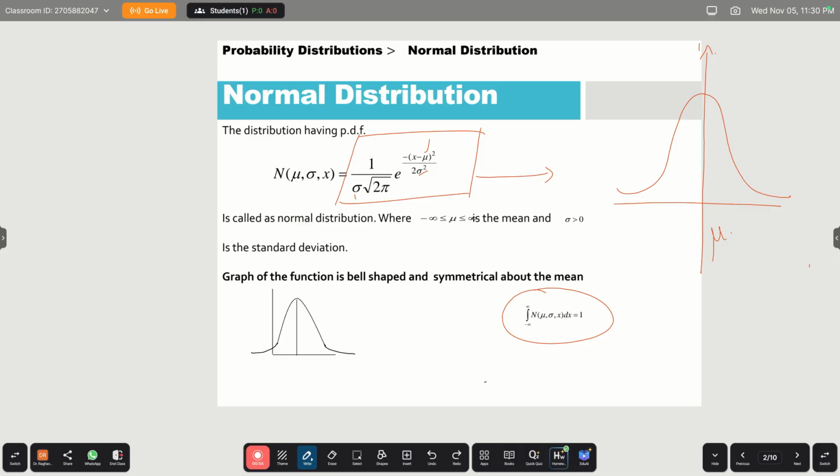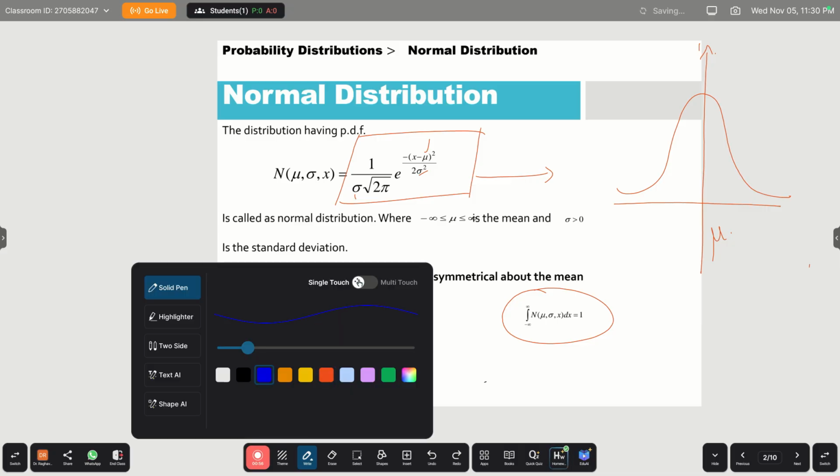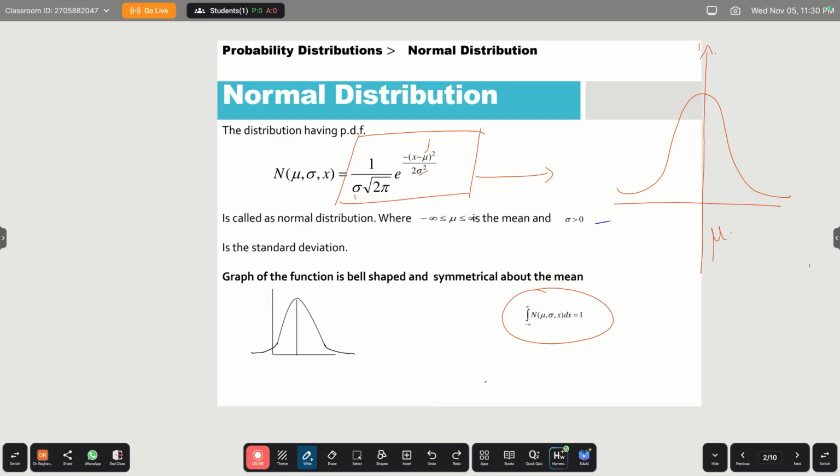And since the probability from minus infinity to plus infinity is 1, the area under this curve from minus infinity to plus infinity is going to be 1. So because of the symmetry, to the right of mu, the area under this curve, this shaded part, is going to be 0.5. Similarly, to the left of mu also, the area under this curve is going to be 0.5.